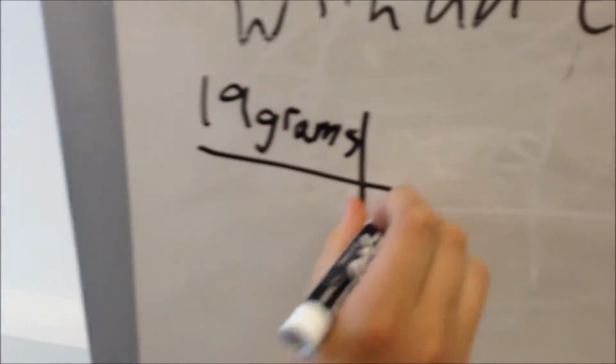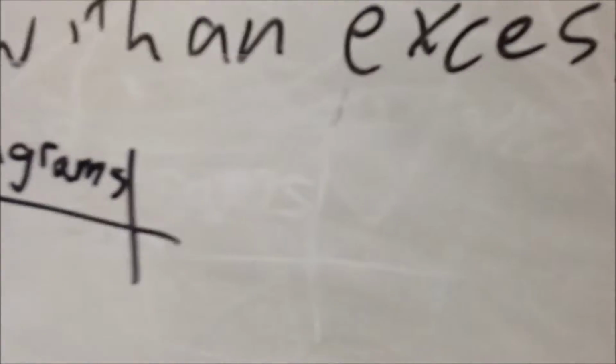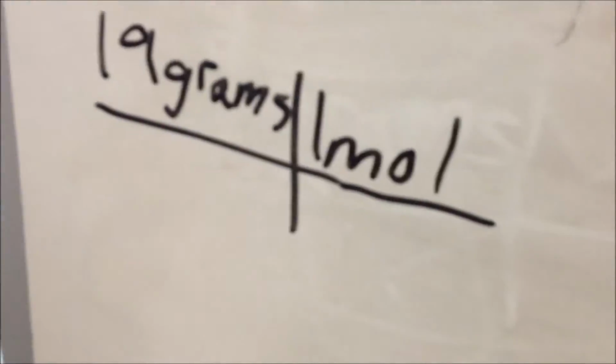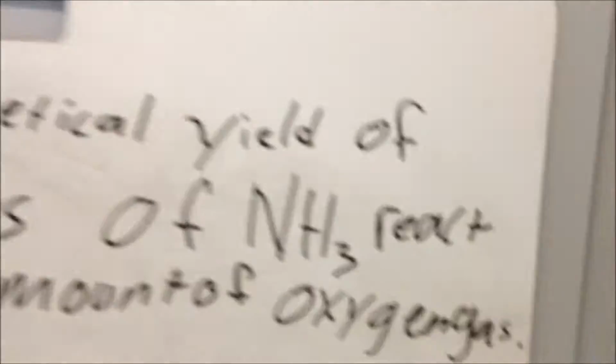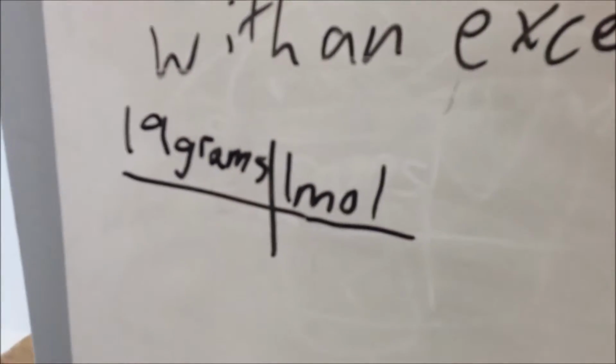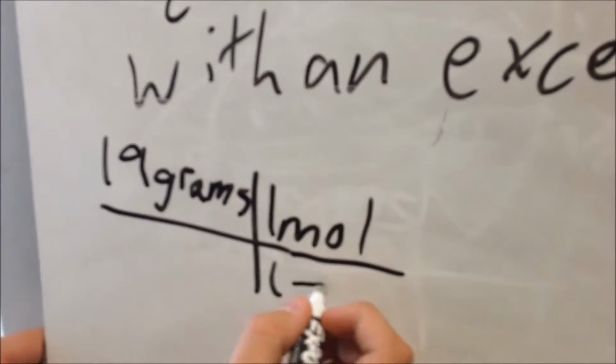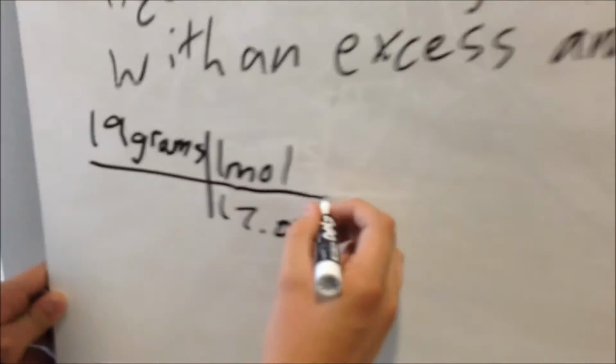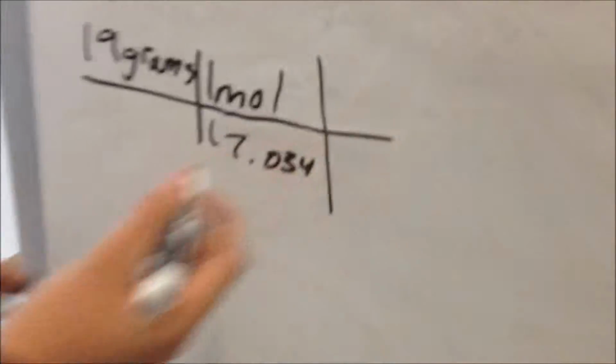Alright, then we're going to be making railroad tracks. Then the next thing that we're going to be doing is write 1 mole. Underneath that, we're going to be writing the amount of NH3 that would fit in 1 mole, so basically the atomic mass of it. That would be 17.034. Okay, so now we're going to make another railroad track.